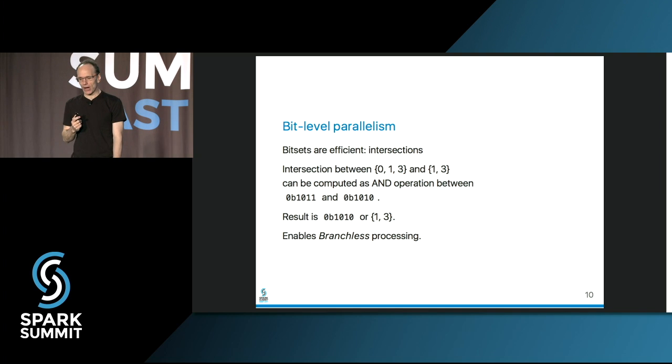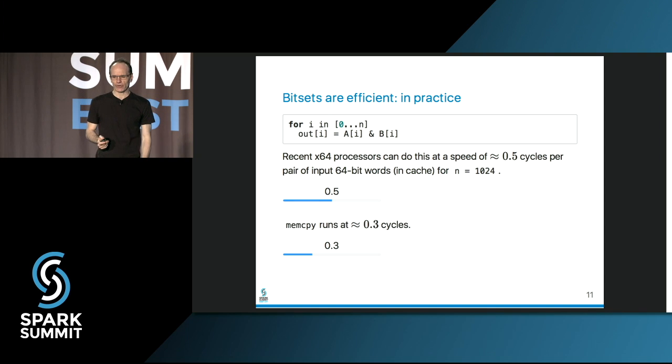Bit sets are also very powerful in that they enable what we call bit-level parallelism, where when you want to compute, say, the intersection or the union between 2 sets, you're basically doing bitwise AND and bitwise OR operations, which are really, really fast because there's no branching, there's nothing. It's really crazily efficient. To give you an idea of how efficient it is, let's say I want to compute the intersection between 2 bit sets. I estimate that you can do it at about half a cycle on a recent x64 machine, about half a cycle per pair of input words. So if you've got 1,000 of them, that's about 500 cycles to do it.